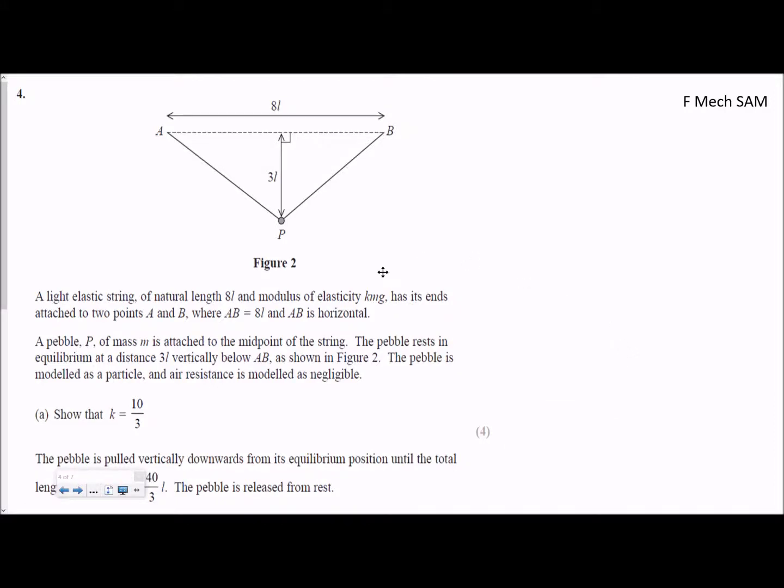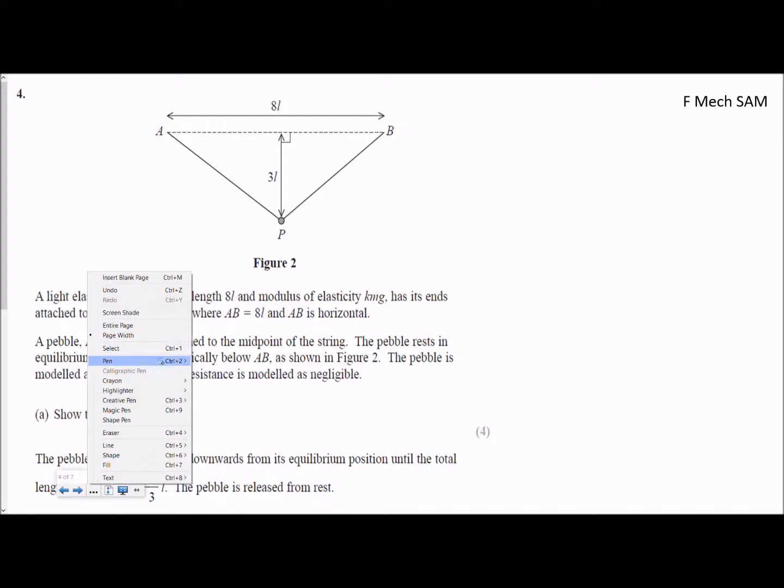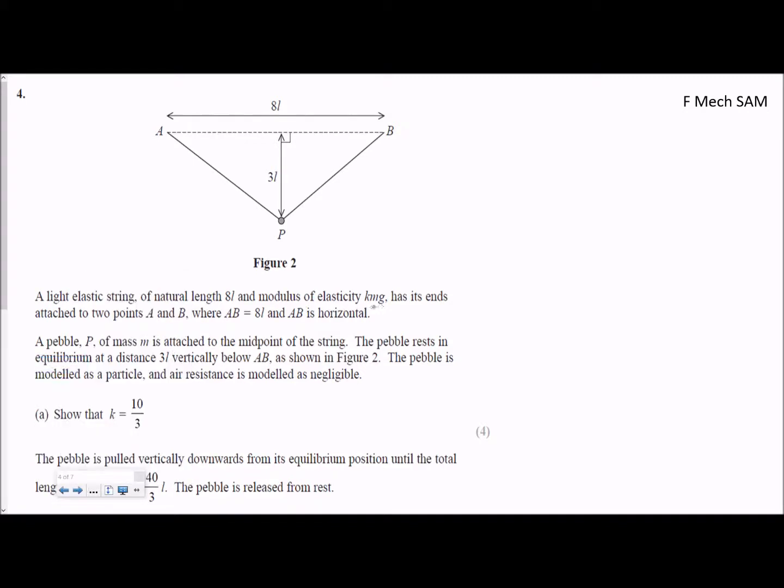So we have a Hooke's law question here. We've got a light elastic string. Its natural length is 8L. We've been given a modulus of elasticity, which is kmg. And it's attached to the ends like this. Then they put a pebble in the midpoint, and it's in equilibrium in this system.